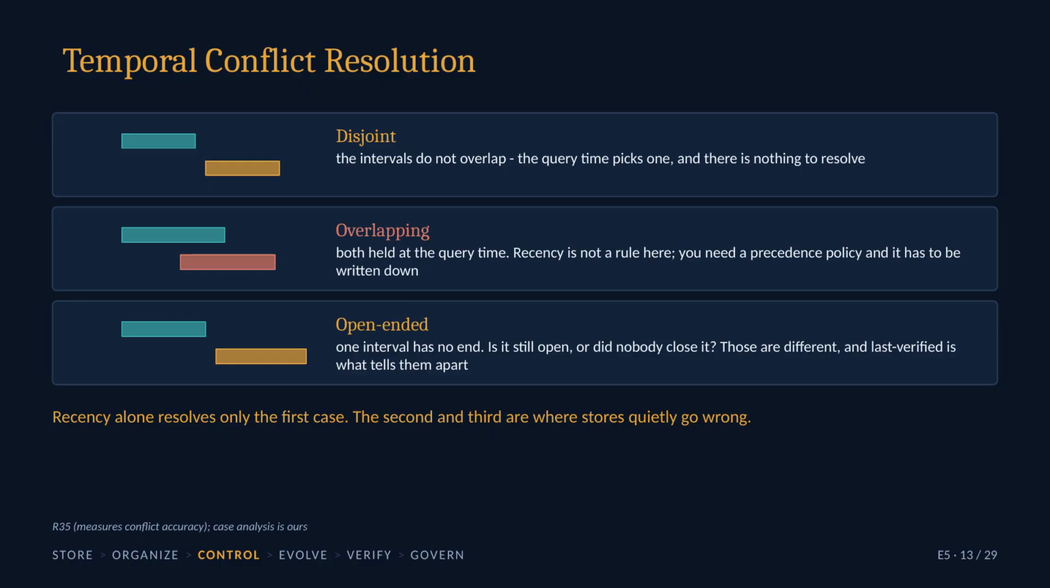When 2 versions both match a query, you need a resolution rule, and there are 3 cases rather than 1. If the intervals are disjoint, the query time picks 1 and there is nothing to resolve. If they overlap, both held at the query time, and recency is not a rule, you need a written precedence policy, because whichever version happens to be indexed first is otherwise the answer. And if one interval is open-ended, ask whether it is genuinely still open or whether nobody ever closed it. Those are different situations and the 4th clock is what distinguishes them. Recency alone resolves only the first case, which is why stores go wrong quietly rather than loudly.